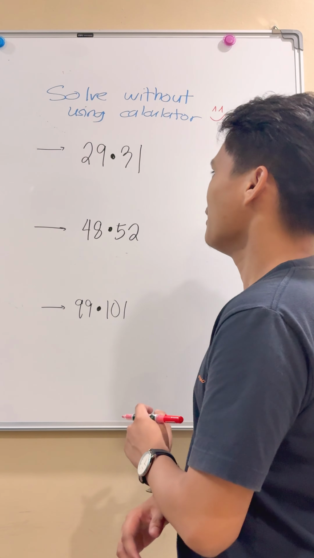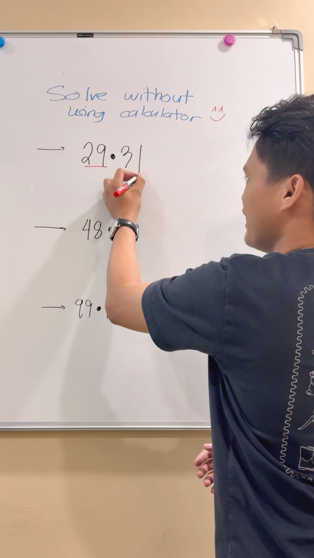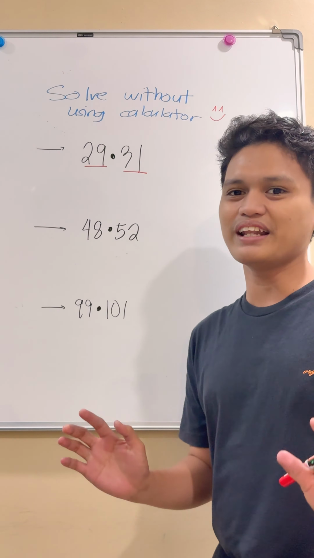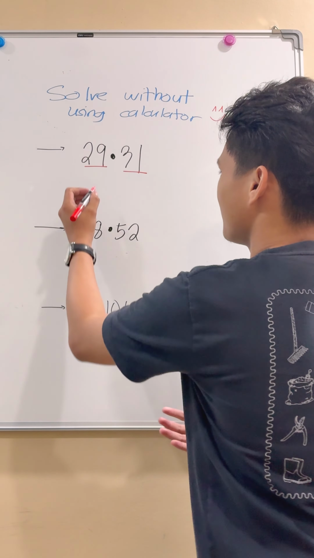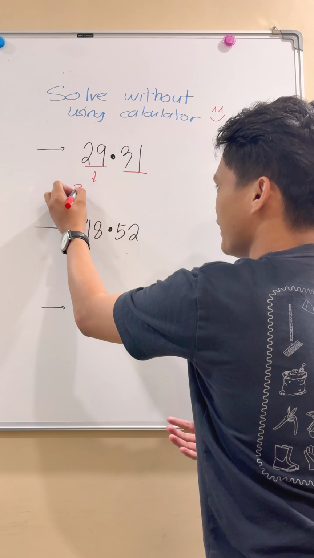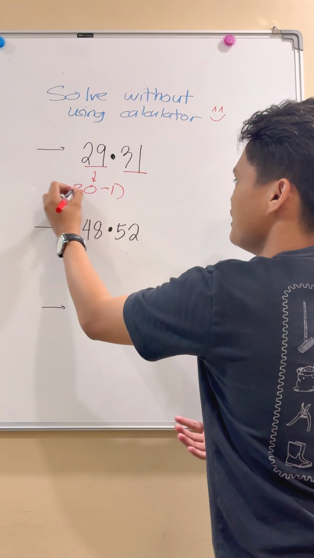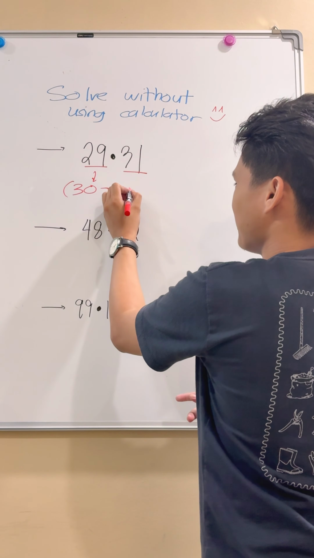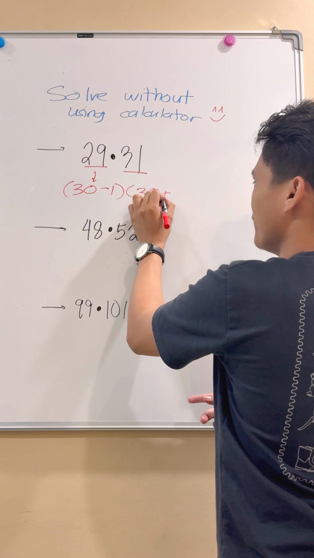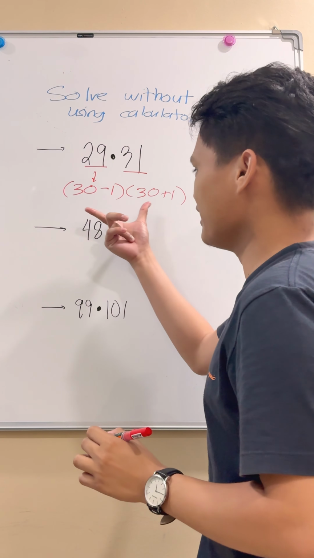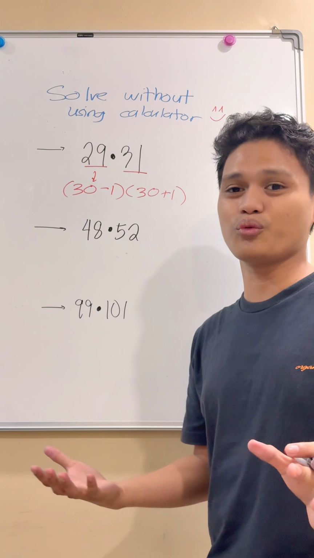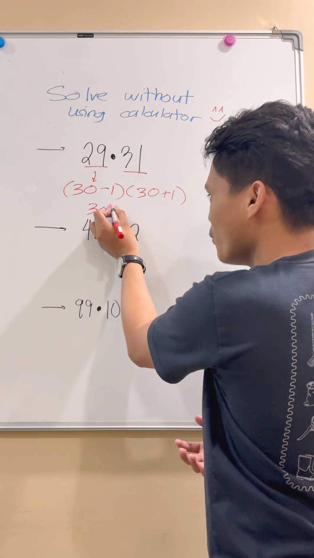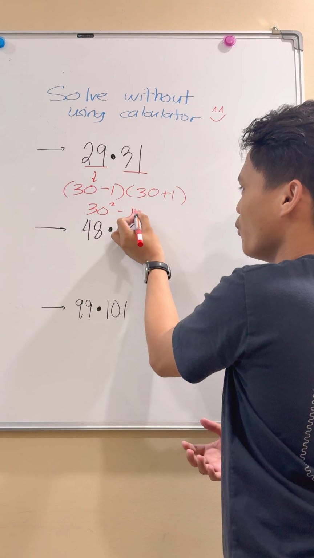So the thing is, we will express 29 and 31 as follows. Since we all know that the number in between 29 and 31 is 30, 29 can be expressed in the form of 30 minus 1. And we'll do the same thing with 31, which is 30 plus 1. And take note that this is the format of a factor of difference of two squares. So with this, we can write this as 30 squared minus 1 squared.